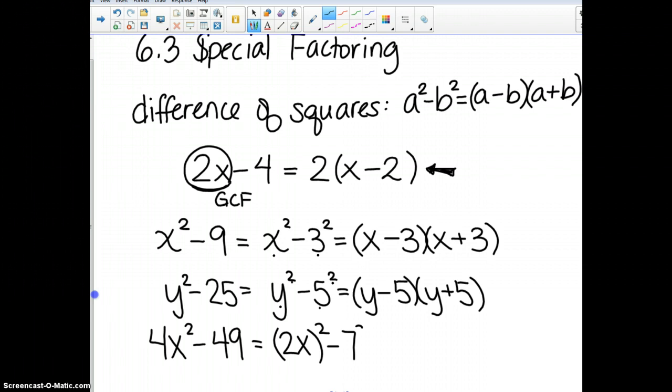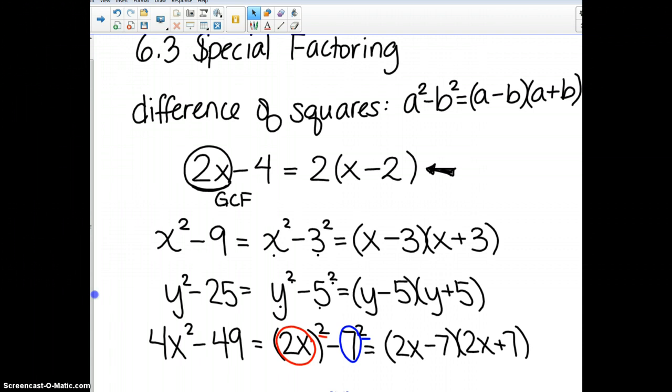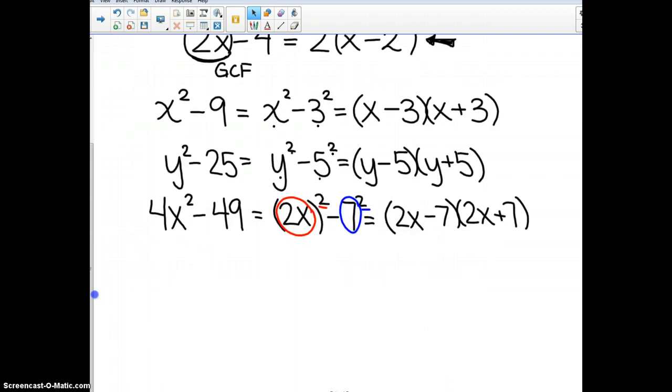49 is the number 7 squared. Once I've written this step down, I can see that here's my a squared minus b squared. So every place there's an a up above in the formula, I'm going to put a 2x. Every place there's a b in the formula, I'm going to put a 7. Again, if you FOIL that out, you should be able to double check and verify that that's the way that 4x squared minus 49 factors.